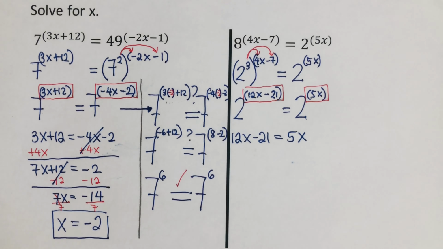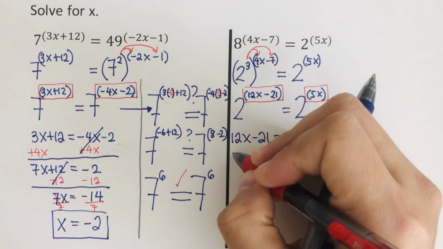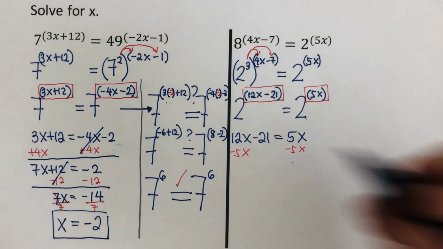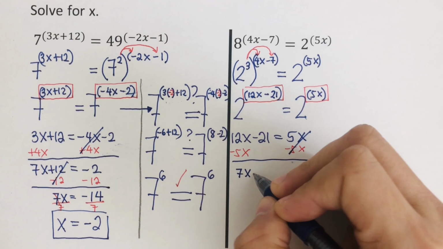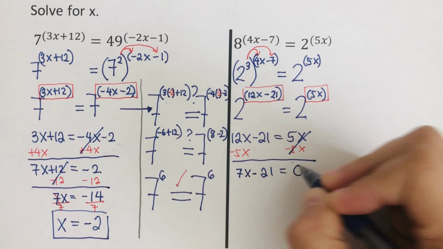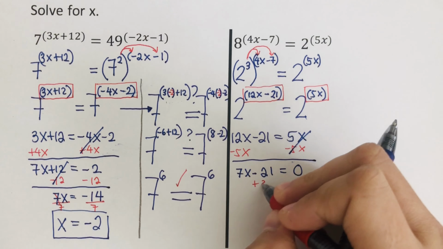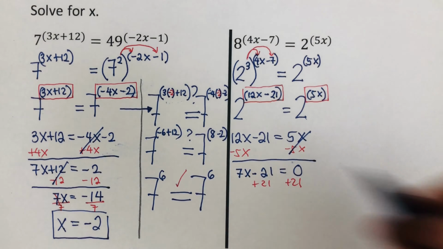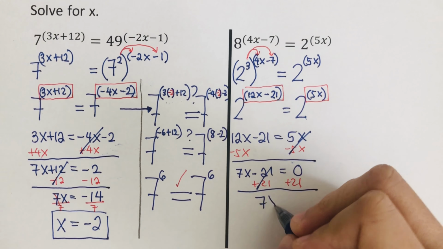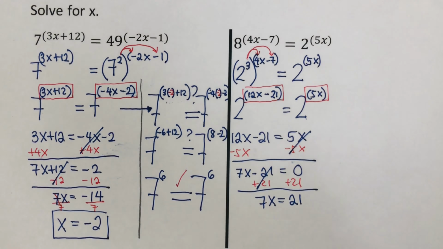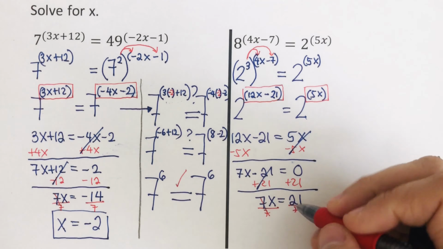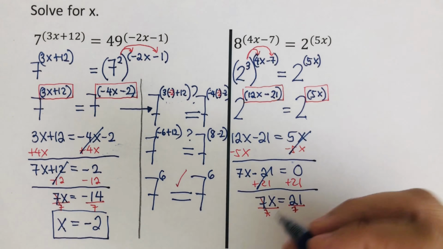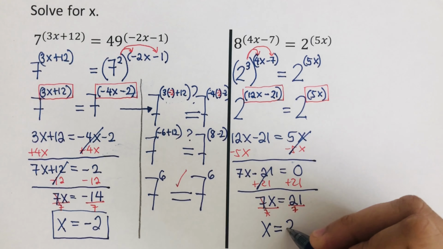So then I go ahead and subtract 5x from both sides because I want x by itself. So minus 5x and minus 5x. So we can cross the 5x out. We're left with 7x minus 21 equals 0. So then we're going to add 21 to both sides, plus 21. So then we are left with 7x is equal to 21. We divide by 7 on both sides, divide 7. So then our x is 3.